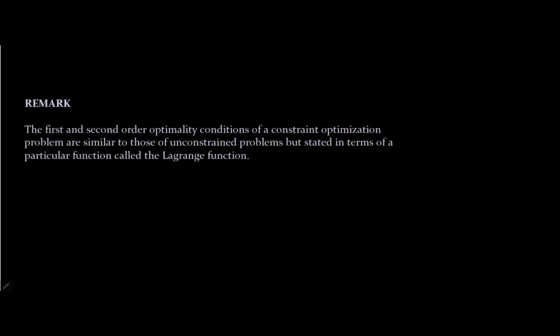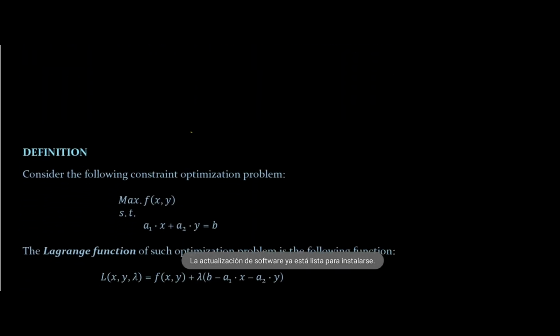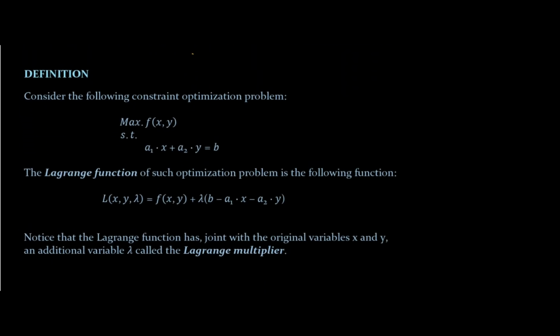The first and second order conditions, the optimality conditions of a constraint optimization problem, are similar to those of an unconstrained optimization problem, but stated in terms of a particular function called the Lagrange function. Instead of using the original function, we have to build a new function that puts together the function and the constraint. Let's see the definition of this Lagrange function.